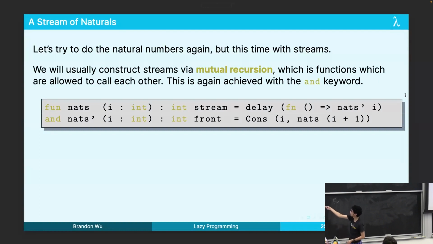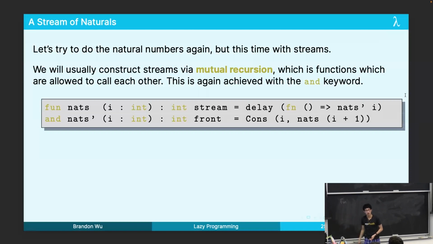If I want to form an int stream starting from i, nats will be the one that's taking care of the stream. I delay a call to the front function. The front function is responsible for just coming up with a front. And it says, I want to have cons of i and then a stream where the stream is nats of i plus 1. You could also inline this. You could do fn unit goes to cons of i, nats (i plus 1). That would be fine. But the reason why we do this is because particularly for some later functions, this will be helpful in making it conceptually very clear.